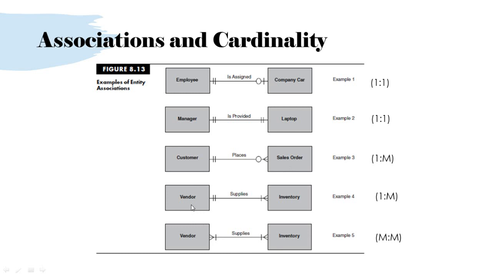Then here, for example, vendor. For example, the company has only one vendor that provides all of our inventory, so it is one vendor with many inventory. Or maybe one vendor has so many inventory items, and our inventory consists of many vendors also, so it is many vendors and many inventory, something like that.